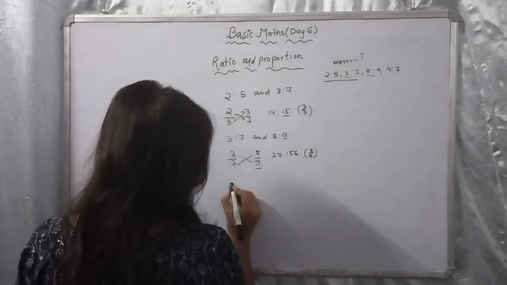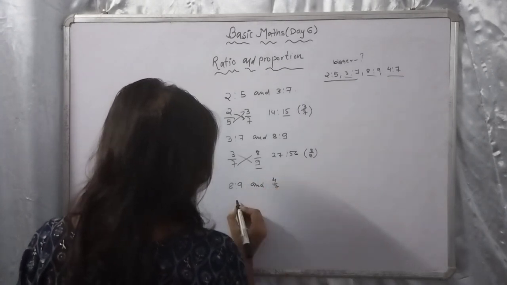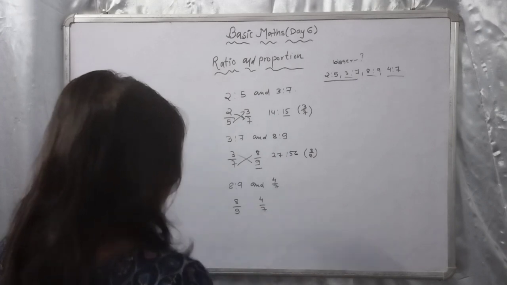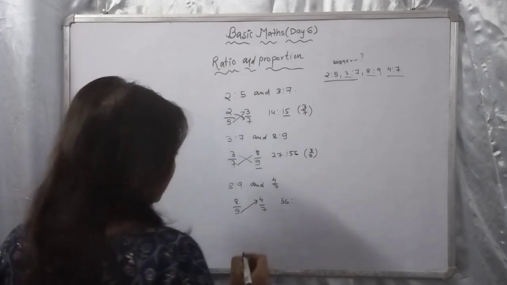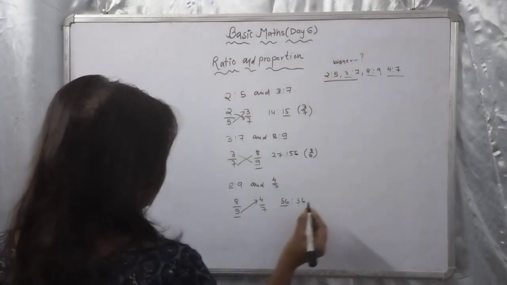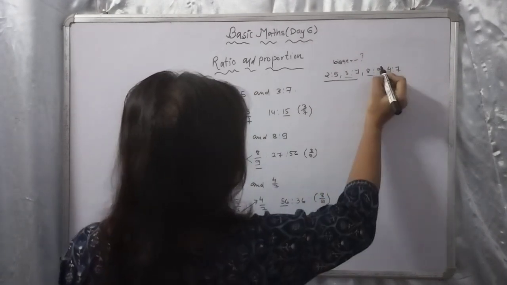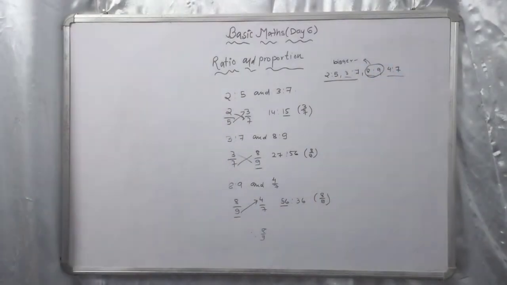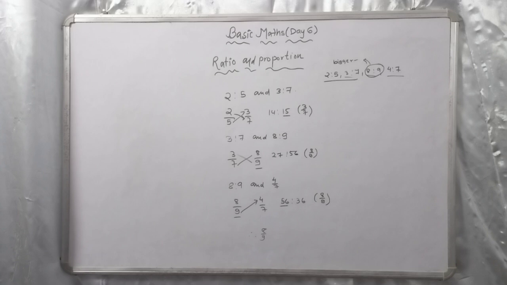So we will take 8 is to 9 and 4 is to 7. 8 by 9 and 4 by 7. So 7 8s are 56 is to 9 4s are 36, right? So now we can see that 56 is bigger. It means 8 by 9 is bigger. So therefore 8 by 9 is bigger. So this is the way we find out which one is bigger in ratio. Fine. I hope things are clear.